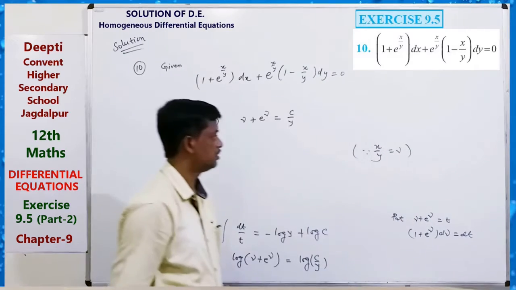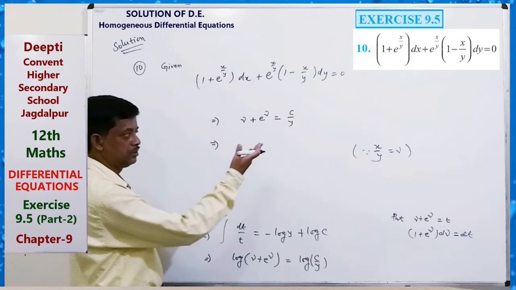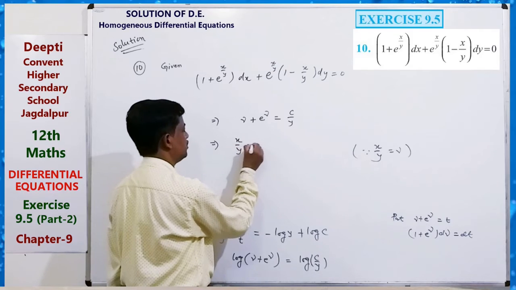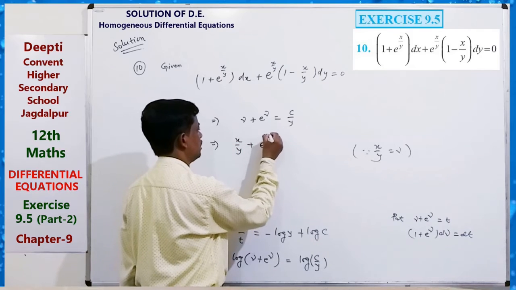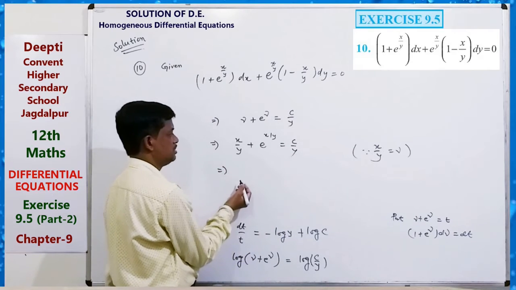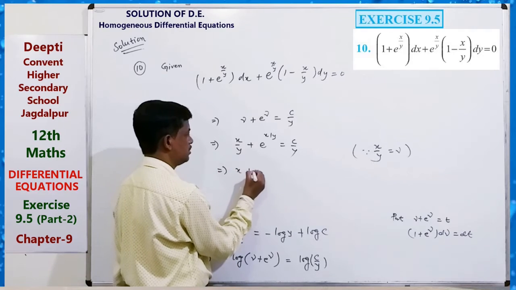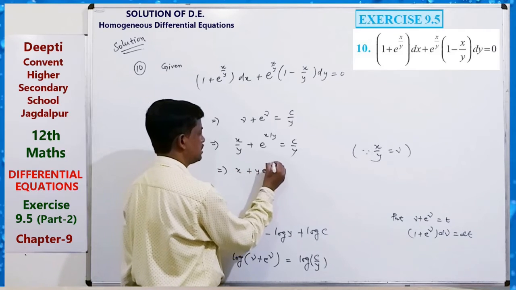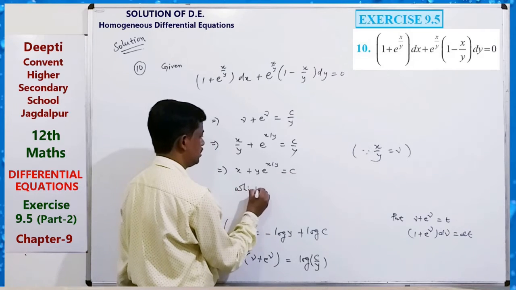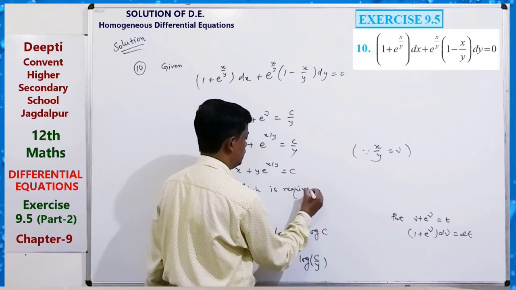So here v equals to what? x by y. So x by y plus e to the power x by y equals c by y. So we see that x plus y e to the power x by y equals c, which is the required solution.